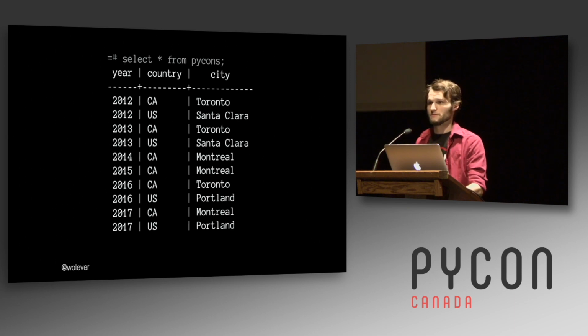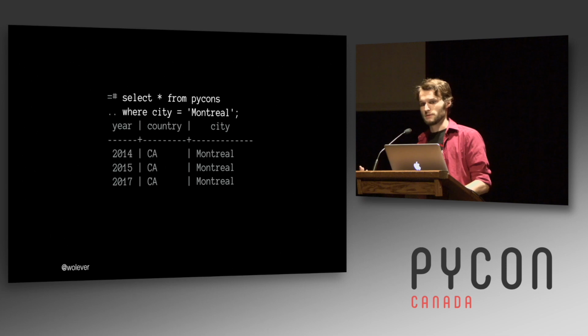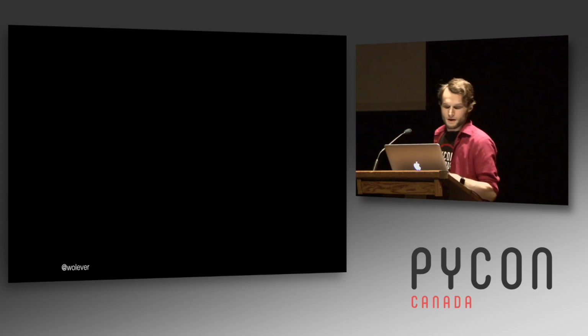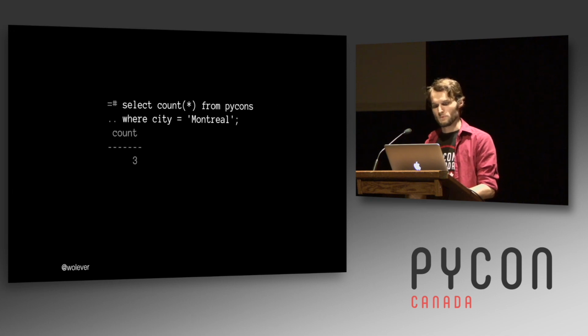And please forgive how incredibly incomplete that list is. And further, if we wanted to find out just which PyCons had been in Montreal, we could use a query that looks something like this. It can also be used to do aggregate calculations like summing, or in this case, counting. So if we wanted to count the number of PyCons that had been in Montreal, we could use a query like that. And to break that down just a little bit, we have the count star.